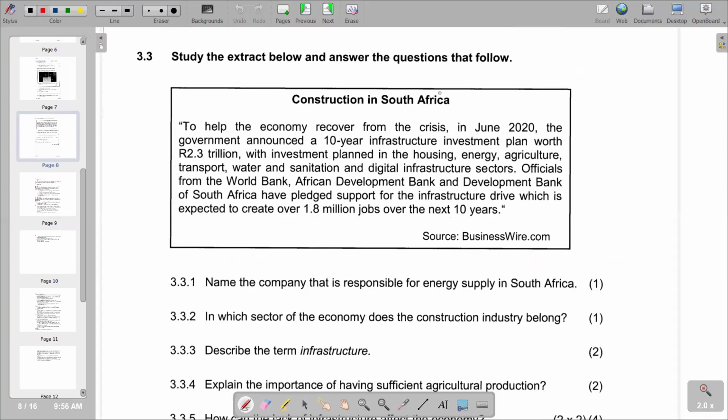Study the extract below and answer the question that follows. So we're given an extract of construction in South Africa, which you just need to browse through. So beneath that, the first question is saying, name the company that is responsible for energy supply in South Africa. Then we move on to the next question, 3.3.2. In which sector of the economy does the construction industry belong? So obviously, we need to know which sector the construction industry belongs to.